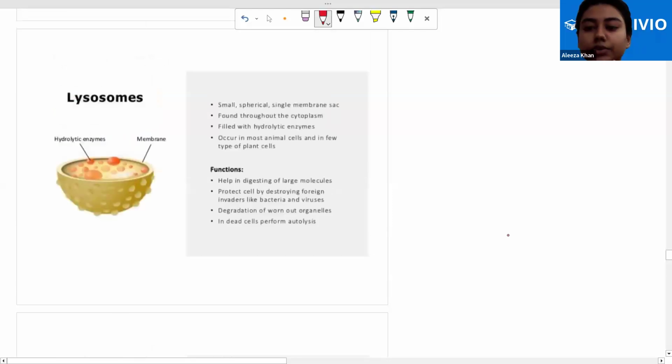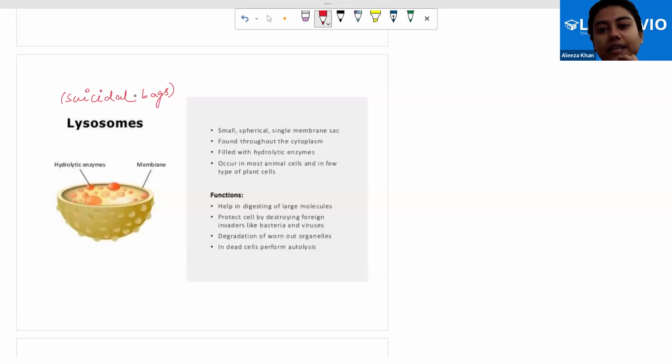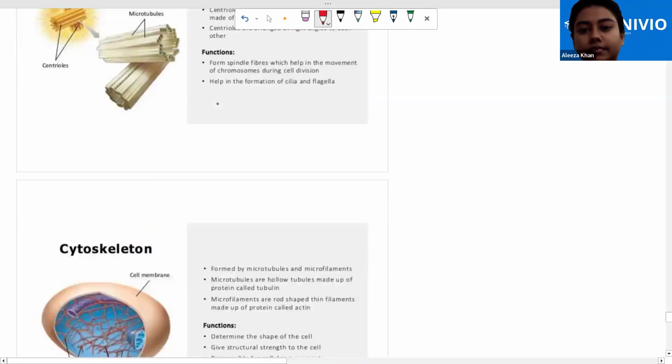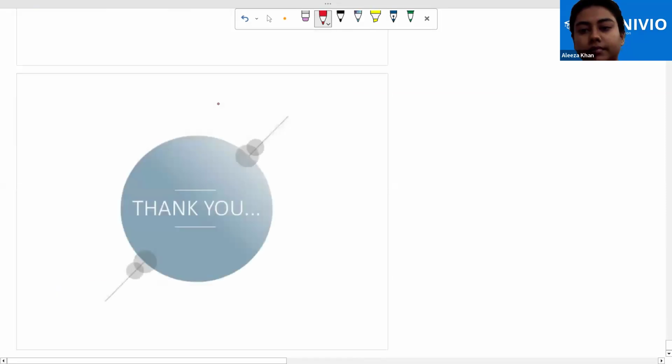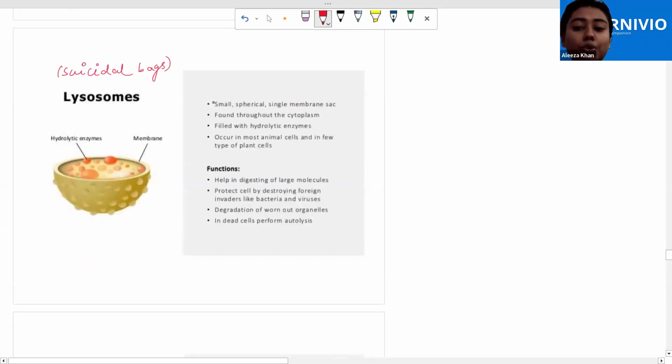Okay, now let's talk about the lysosomes. These lysosomes are known as the suicidal bags of the cell. Why? Any idea why they are known as suicidal bags? No, ma'am. Okay, I'll write a complete description. See what happens in this: they have the digestive enzymes. Digestive enzymes will digest the waste material of the cell. Whatever waste is produced will be digested or removed by the action of the lysosomes. They have the hydrolytic enzymes, or the digestive enzymes, you can say.